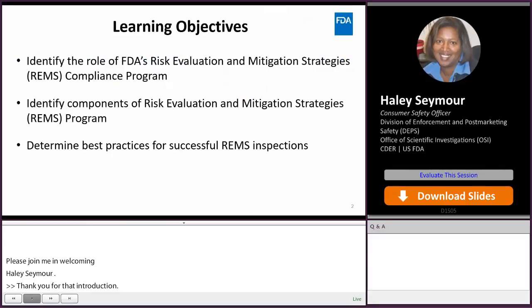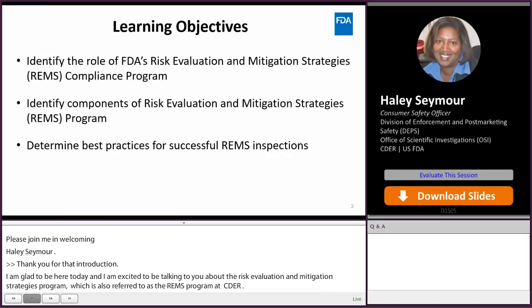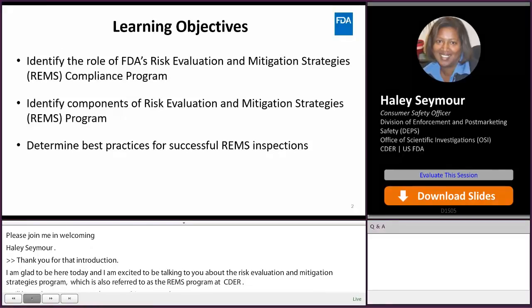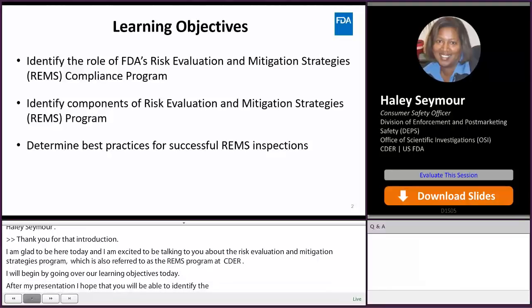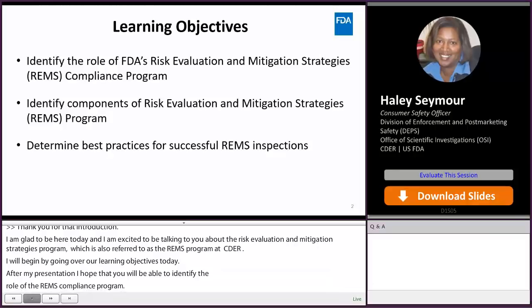I will begin by going over our learning objectives today. After my presentation, I hope that you will be able to identify the role of the REMS Compliance Program. Also, I hope you will be able to identify the components in the REMS program, and you will be able to determine the best practices for having a successful REMS inspection.